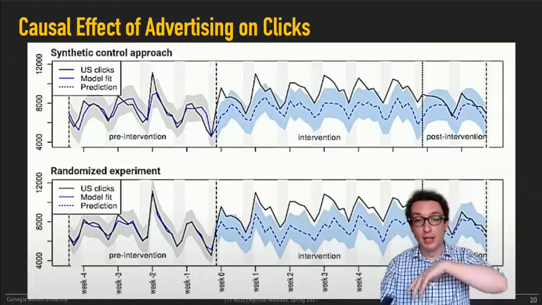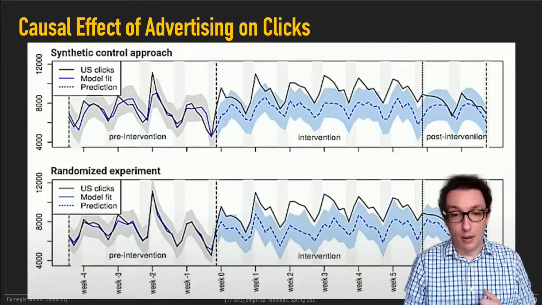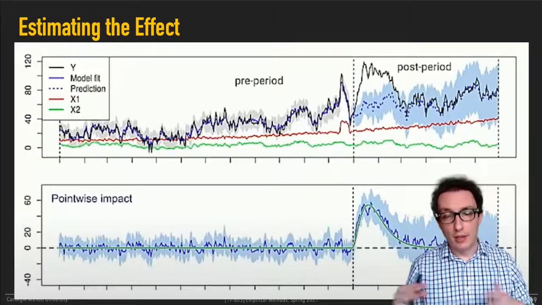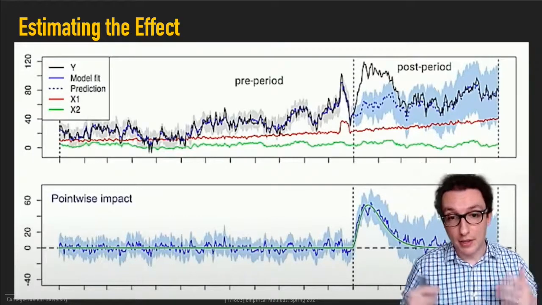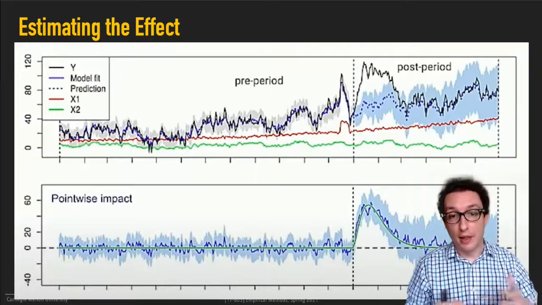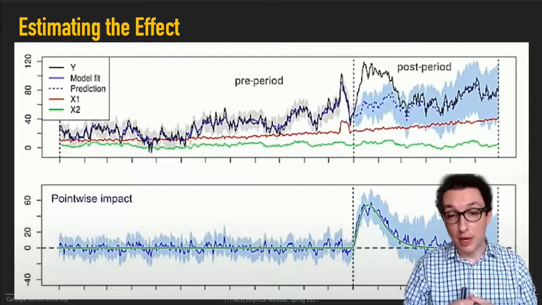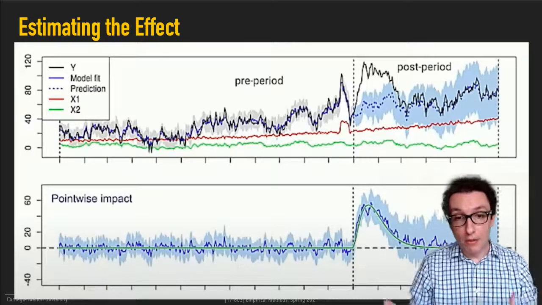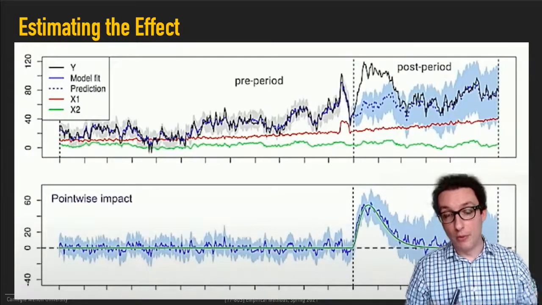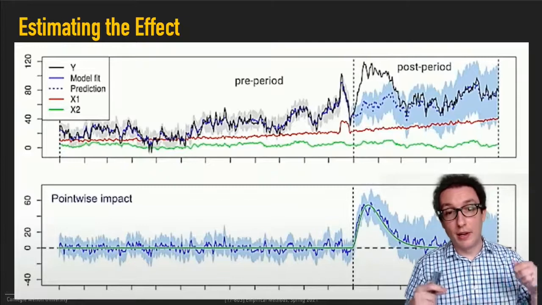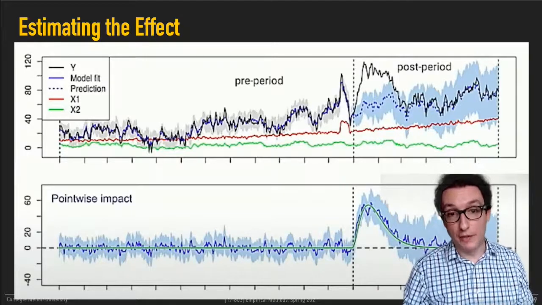So what they're saying is, let's take all of these control group time series. Let me go back here. Let's say the green and the red ones are the clicks in Europe or something, and the black one is the one you're observing in the US. Let's take all of these control group time series and throw them into a model together with the one I'm observing, the one of interest. And let's use that model to forecast how the black series would have evolved after the intervention.